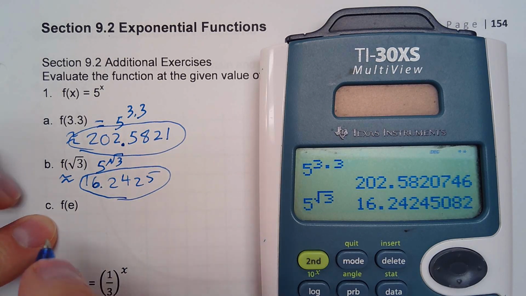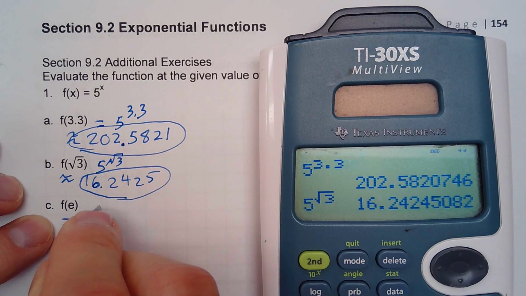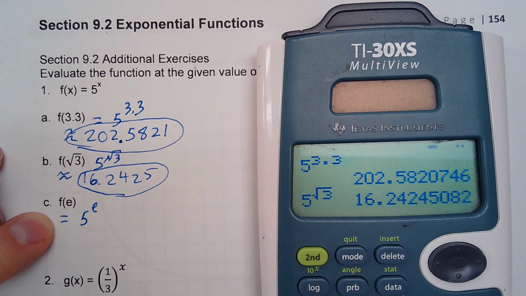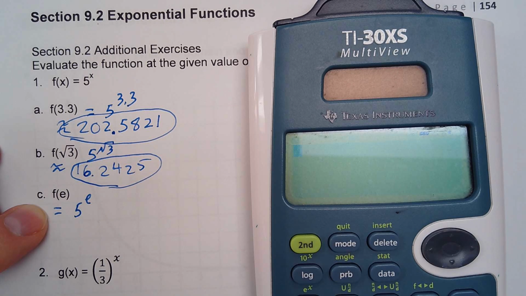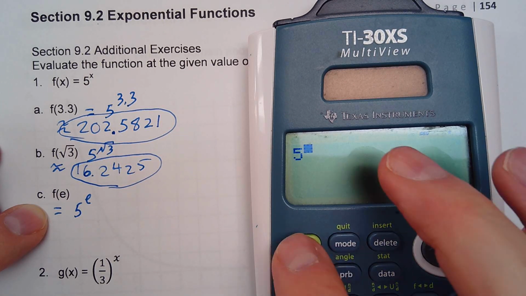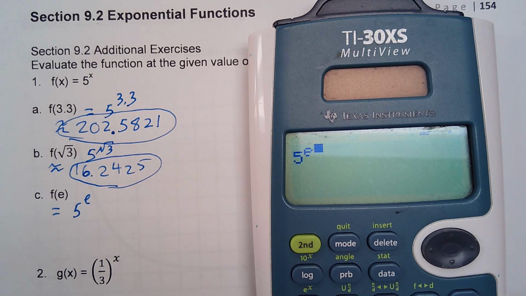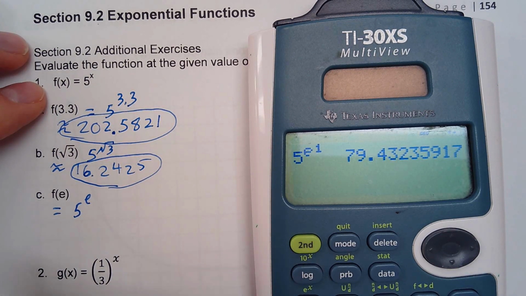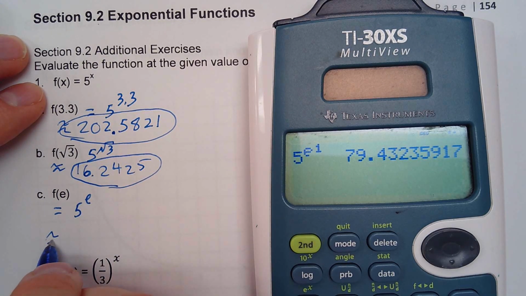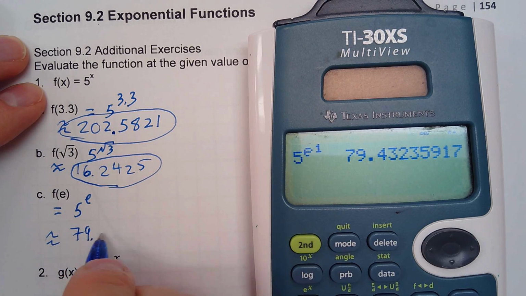And let's try C. So that's 5 to the E. All right, that's kind of weird, but let's see how that works. 5 caret key, second ln. Now, if your calculator is prompting you to put an exponent for E, remember there's no exponent. Remember, we assume it to be 1, so we'll just type a 1. Hit enter. So that'd be 79.4324.